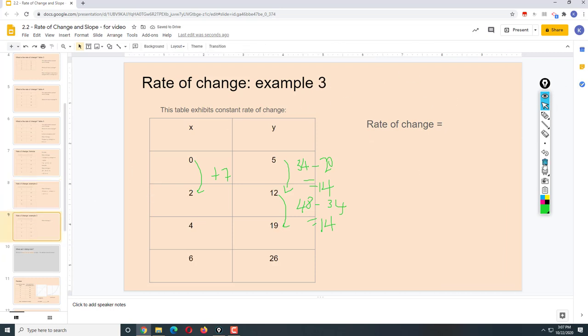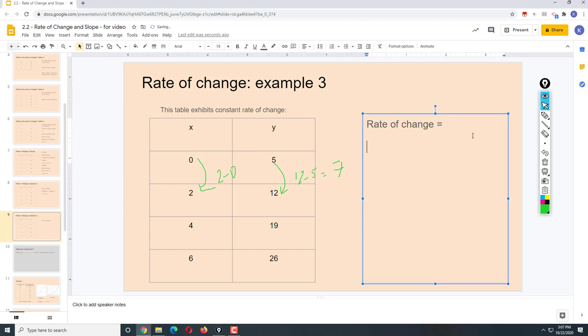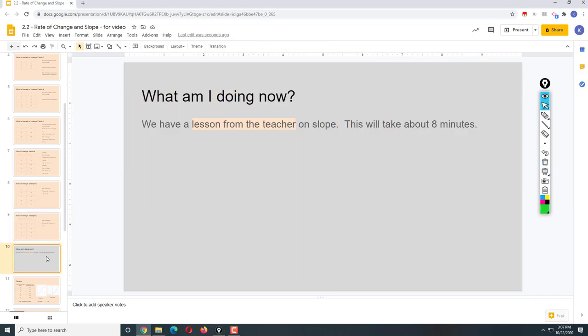One final example. For this one, the change in y is 12 minus 5, which is 7. The change in x is 2 minus 0. When that happens, the rate of change is change in y divided by change in x, which is 7 divided by 2. You can just write that as a fraction. 7 over 2 is fine. That's the rate of change. Okay. Well, that's rate of change of a table.